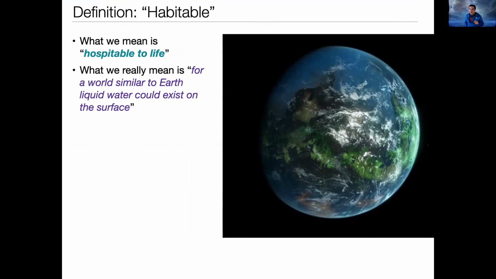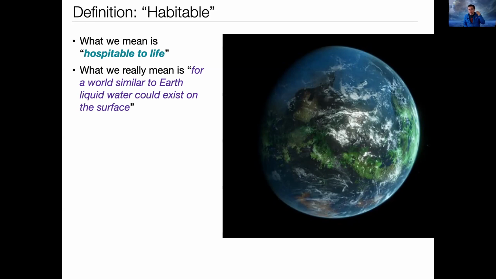That is, as we've discussed many times during this quarter, very loaded because it inherently incorporates our biases as to what life means, what is life, and in particular, what life needs to thrive. As we've discussed many times, we really only know about life on Earth. So when we say someplace that's hospitable to life, what we're really saying is a world that would be hospitable to life that's similar to what we see on Earth.